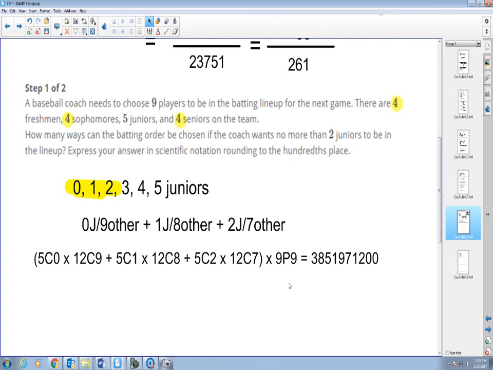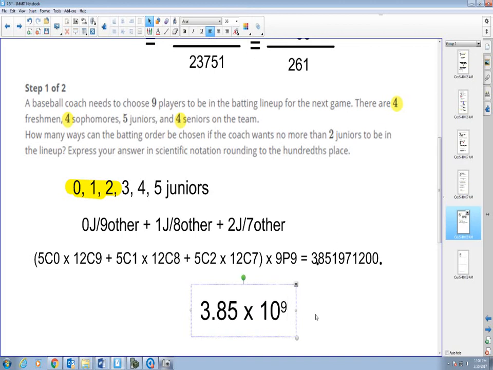Okay, I'm writing scientific notation. So I have to move my decimal, which right now is behind the last 0. I have to move it between the 3 and 8, because in scientific notation the first number is between 1 and 10. So that'll be 1, 2, 3, 4, 5, 6, 7, 8, 9 places I have to move. Round to the nearest hundredth, so that'll be 3.85 times 10 to the 9th power. Okay, that'll be my answer.